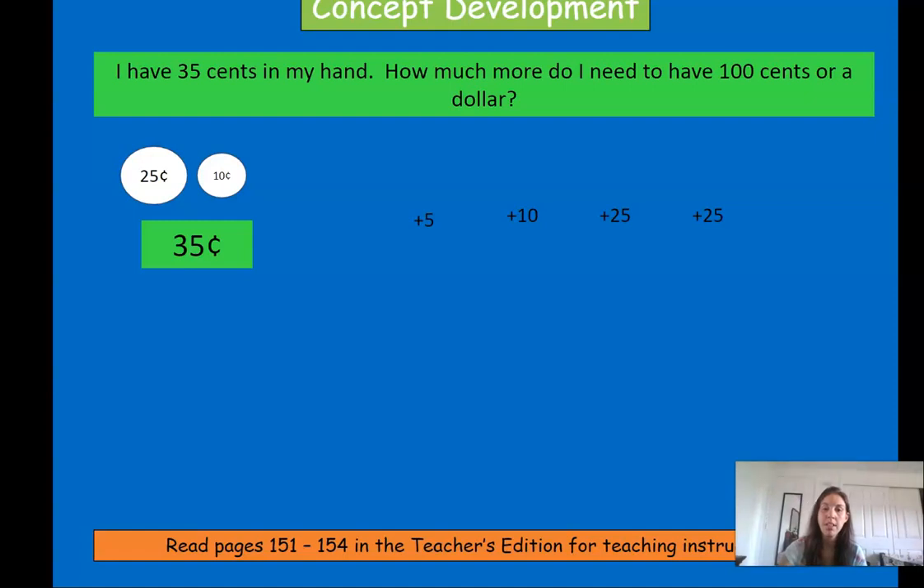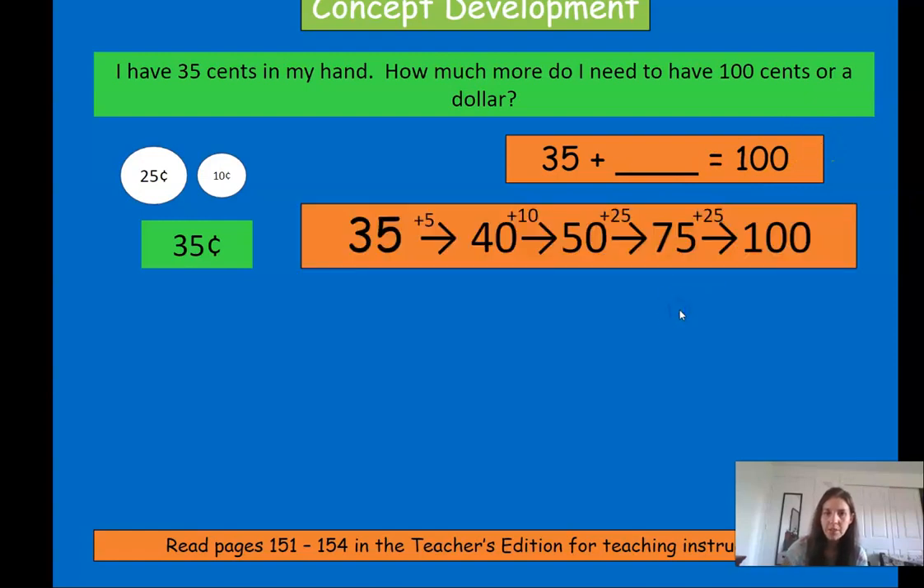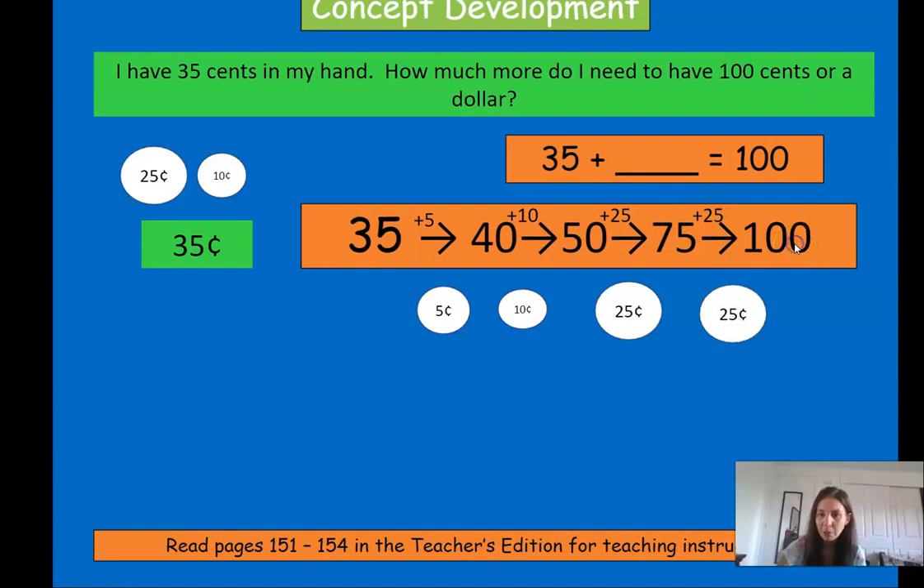And we're going to use the counting up arrow strategy. We already have our numbers here. So our addition sentence will be 35 plus what, we don't know how much, equals 100 cents. Okay? So here's our arrow strategy counting up. We start at 35, that's how much we have. And we can go up 5 more to get to 40. And then we could go up plus 10 to get to 50. And we can go up plus 25 to get to 75. And plus 25 more to get to 100.